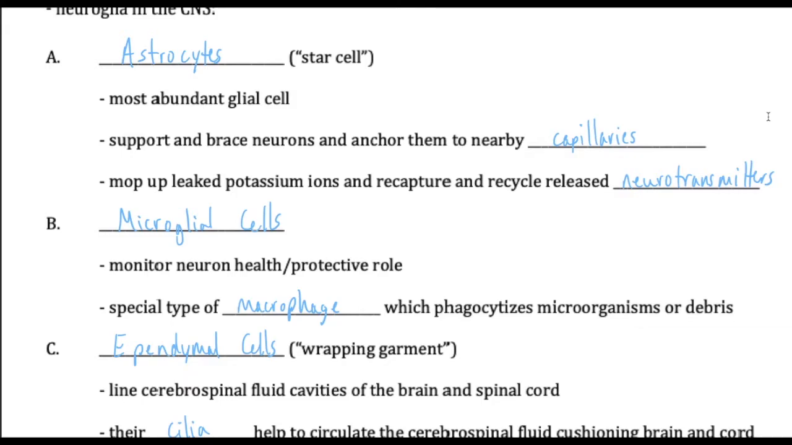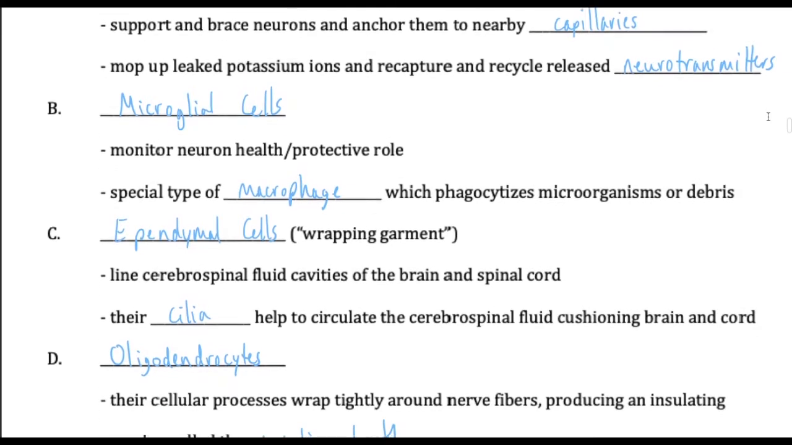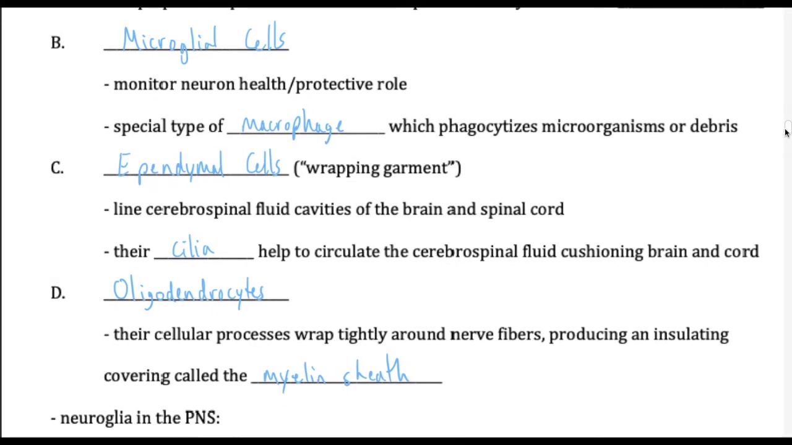Then we have microglial cells, and this is going to monitor neurons' health and play a protective role. A special type is a macrophage, which phagocytizes microorganisms or debris. Phagocytes or macrophages are part of the immune system, and they're basically going to eat up microorganisms or debris that are harmful or could interrupt the processes we need to happen.